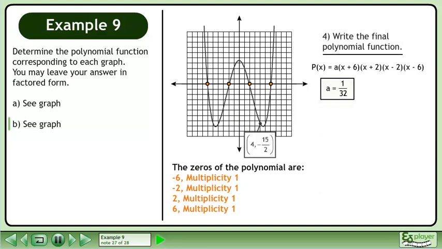The last step is to write the final polynomial function. The graph is represented by the polynomial function p of x equals 1 over 32 times x plus 6 times x plus 2 times x minus 2 times x minus 6.